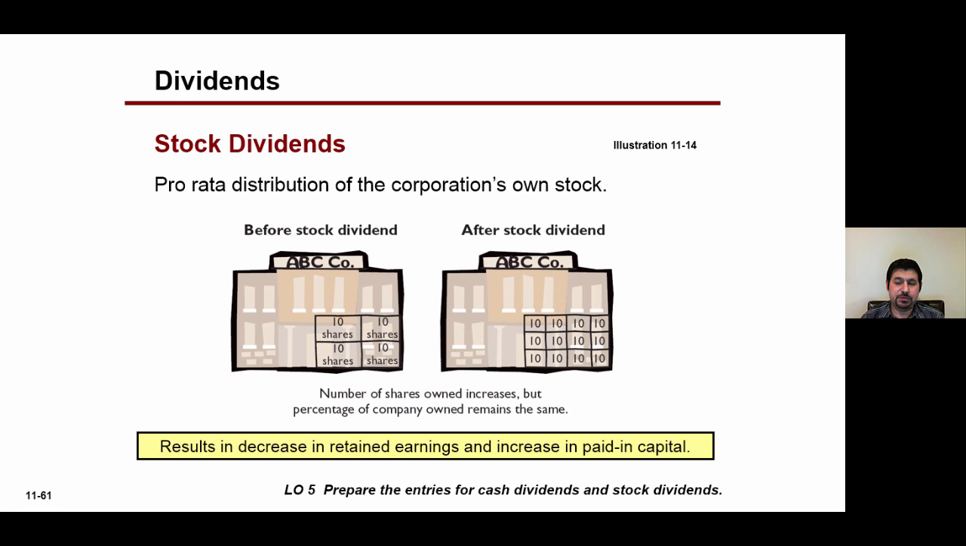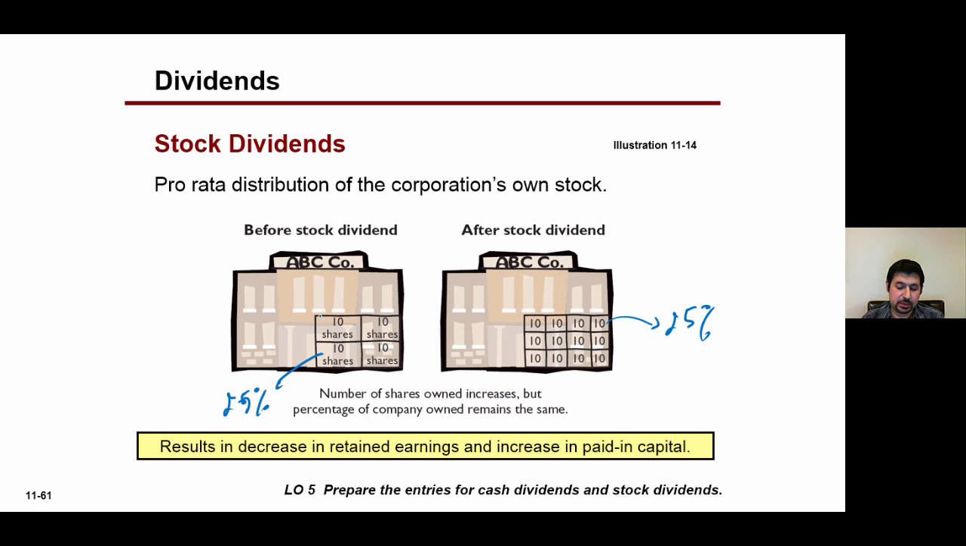The other type of dividends that we will discuss in this chapter is stock dividends. This is when the company, instead of distributing dividends in cash, will issue and distribute their own stocks. This will increase the number of shares outstanding. However, the percentage of ownership in the company will not be affected. So basically, if you originally had 25%, say that this was 25% of the shares, after issuing the dividends, it will still be 25% of the shares.